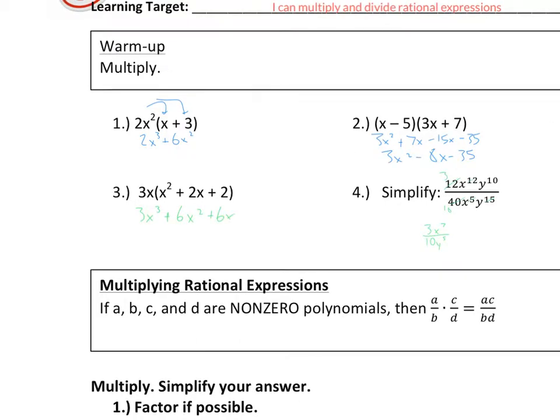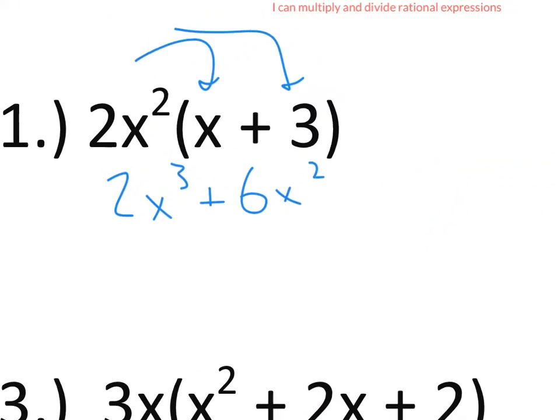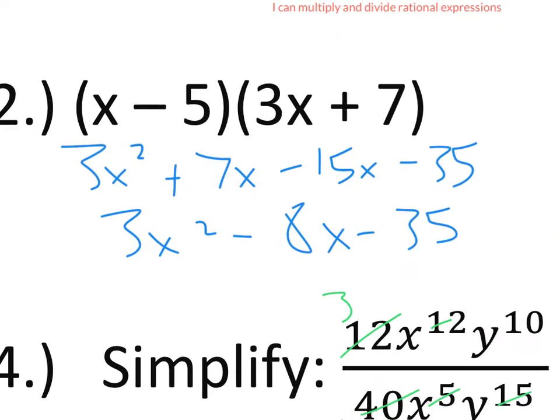On number 1, you are distributing that 2x squared to everything inside. So we have 2x squared times x is 2x to the third. Then 2x squared times 3 is 6x squared. Number 2, double distributing, right? So we're going to do x times 3x and x times 7. So that's what gives us this.